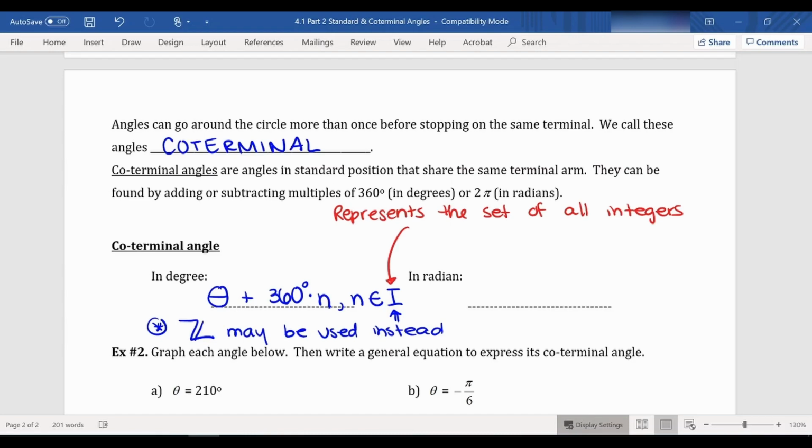So how we read this is theta plus 360n, where n is in the set of all integers. Okay, so we can't have any decimals. If we had decimals, we haven't traveled a full circle.